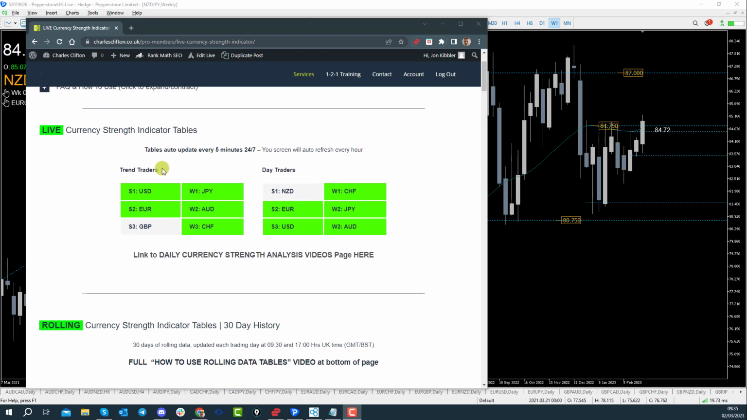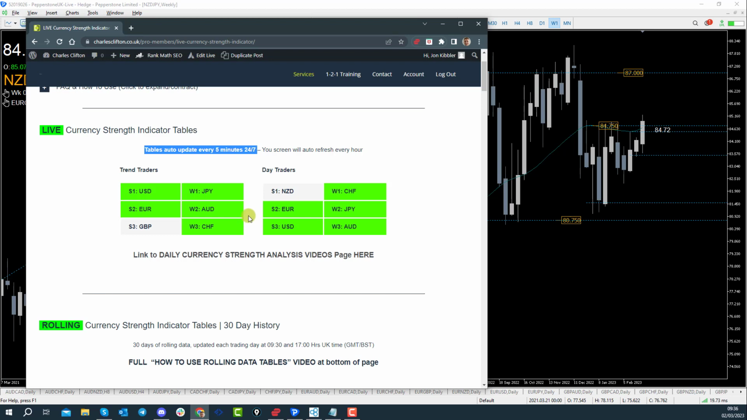We have two types of tables: the trend traders table and the day traders table. These are the same studies but just highlighting different time frames. You can see here some of the currencies are highlighted in green. That means there is a confluence between those trading time frames, and that's where we're focusing most of our attention in these videos. Tables auto update every 5 minutes 24/7, meaning our members can see how the markets stand right now in real time.